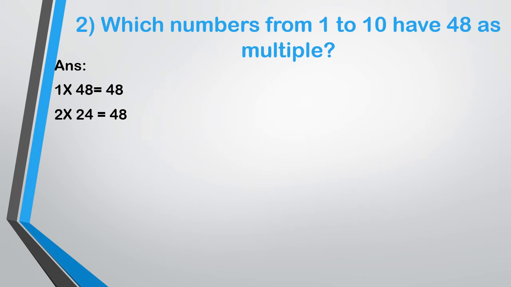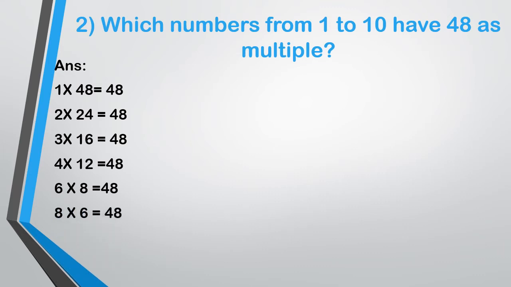Then 48 comes in two table also. 2 24s is equal to 48. Then 3 table. 3 16s is equal to 48. Then 4 12s are 48. 48 doesn't come in 5 table because 5 9s are 45, 5 10s are 50. So 48 doesn't come in 5 table. But 48 comes in 6 table. 6 8s are 48.